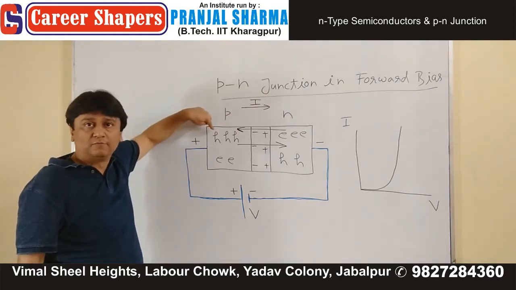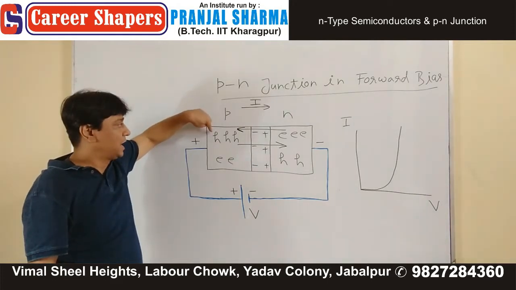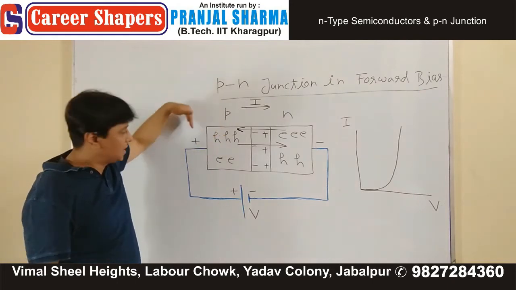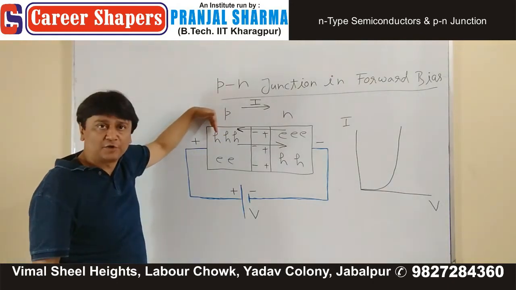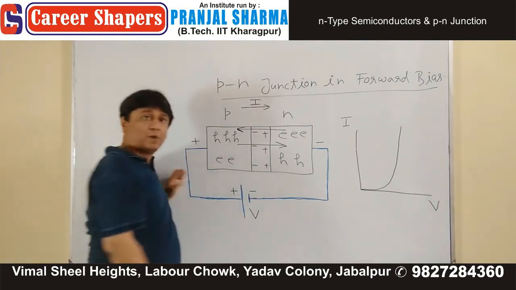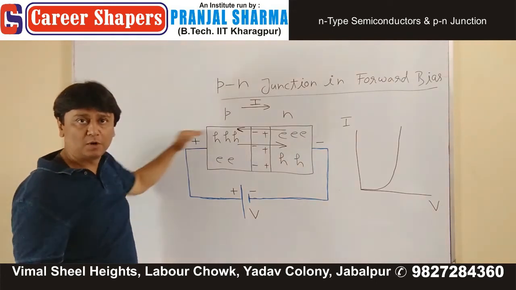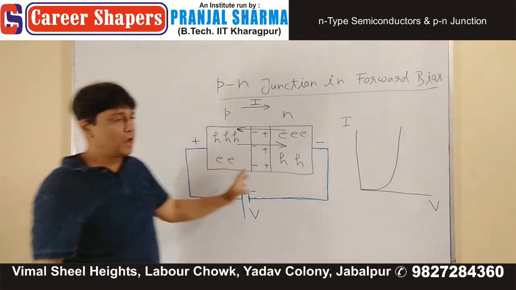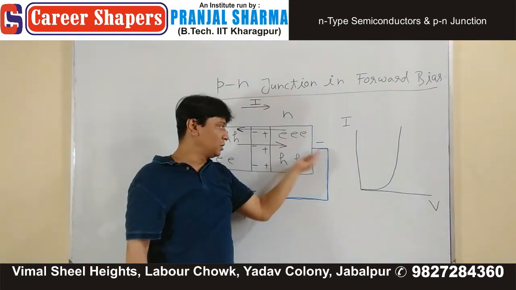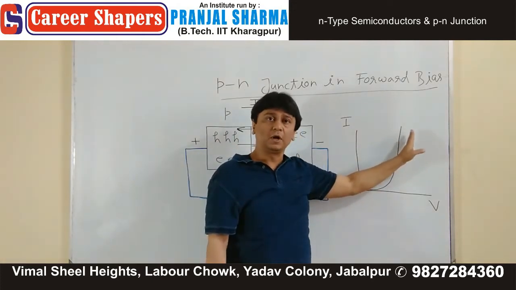Only those which are near about that 10 joule mark, 8 joule, 9 joule, 10 joule, they can easily get energy from the positive terminal of the battery and move to the other side. But as I keep on increasing this potential, as I keep on pushing the holes from this side, almost all the holes can move, and similarly all the electrons can move, thus increasing overall current.